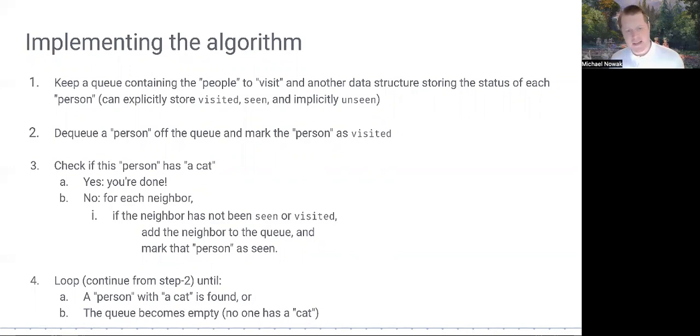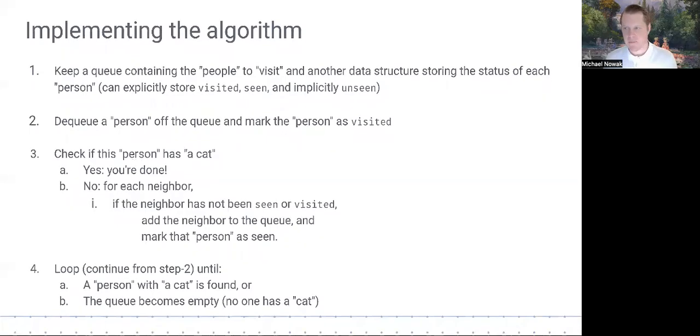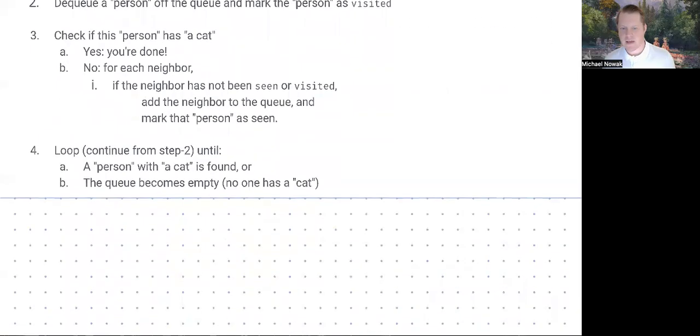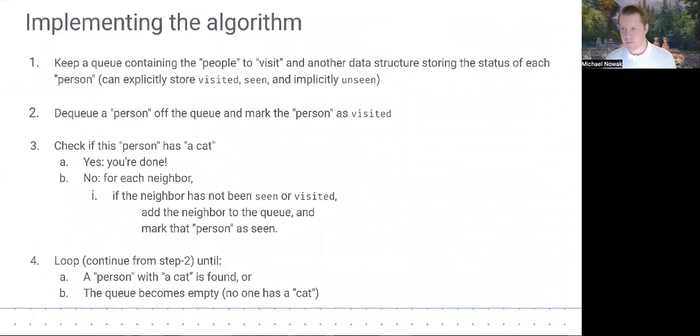So we'll continue on this process of dequeuing a person, marking them as visited, checking whether or not they meet the search criteria, and then if we haven't seen their neighbors, adding them to the queue and updating their status. And we'll continue this until a person with a cat or that search property is found, or until the queue becomes empty. And in that case, we can conclude that no one has a cat. And that wraps up our implementation of breadth first search. I hope you can see the data structures that you would use to effectively implement this in the C++ language.